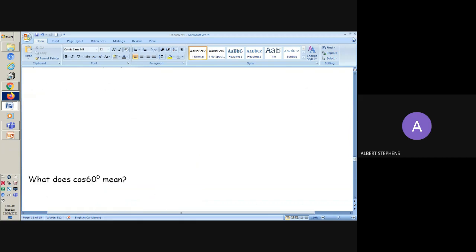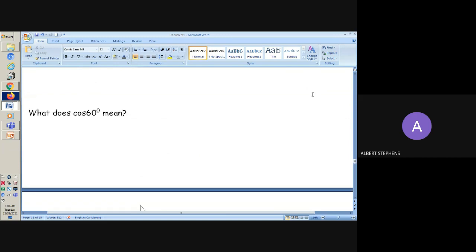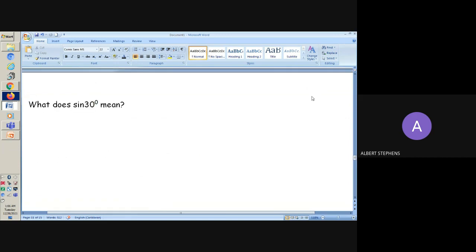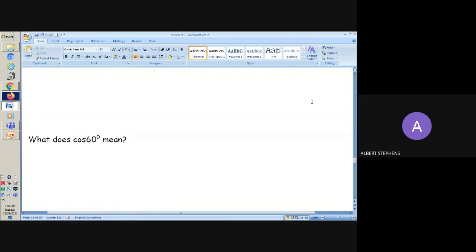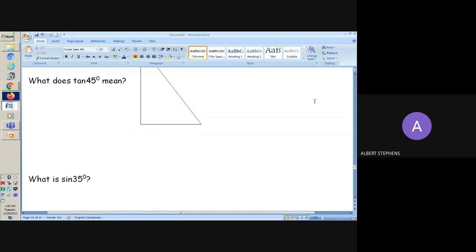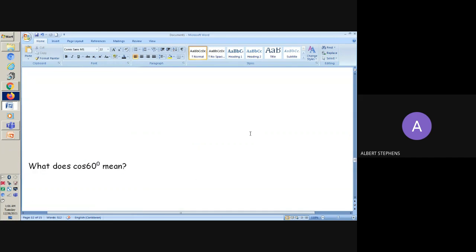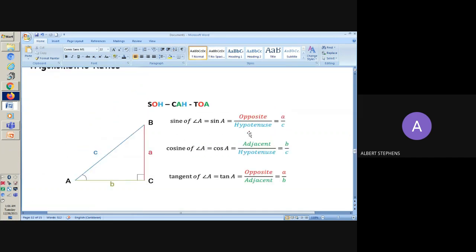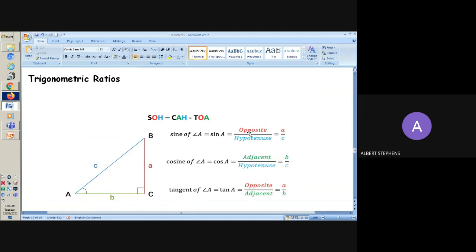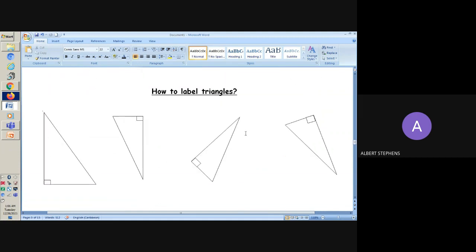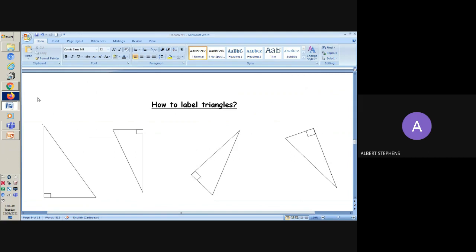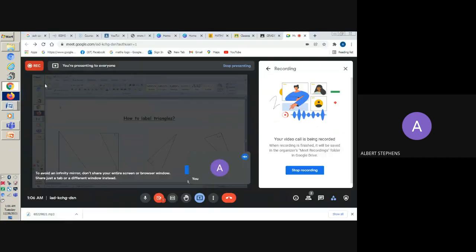All right. So thank you so much, ladies and gentlemen. We just looked at the meaning of sine 30, how to use our scientific calculator to get other angles that don't give you a whole number. We also looked at the trigonometric ratios, SOHCAHTOA, and how to label your triangle. So thank you, and I'll see you around.